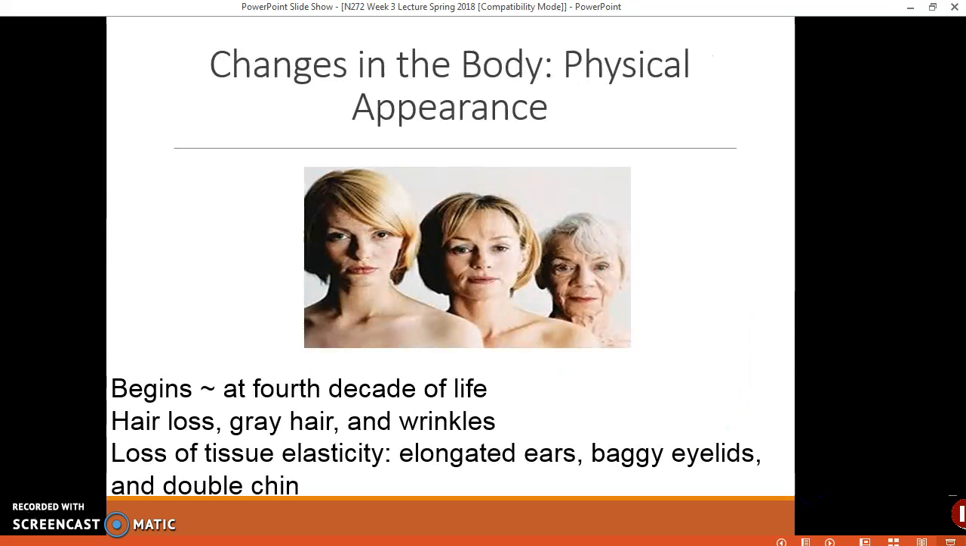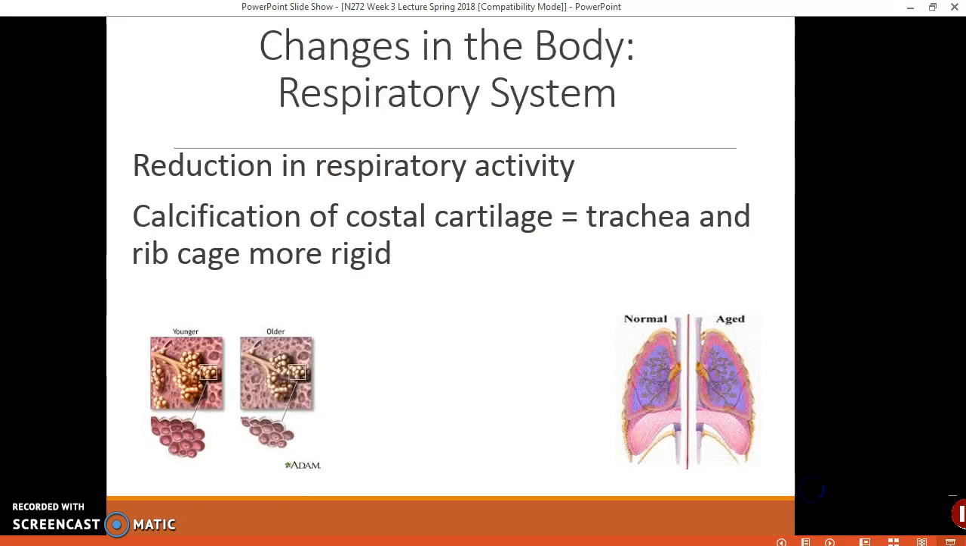Changes in the body's physical appearance also occur. This begins at the age of 40. Hair loss. You have hair that becomes gray. The skin loses its elasticity and it becomes wrinkled. Loss of tissue elasticity also brings elongated ears, baggy eyelids, and even double chins begin to occur at this age.